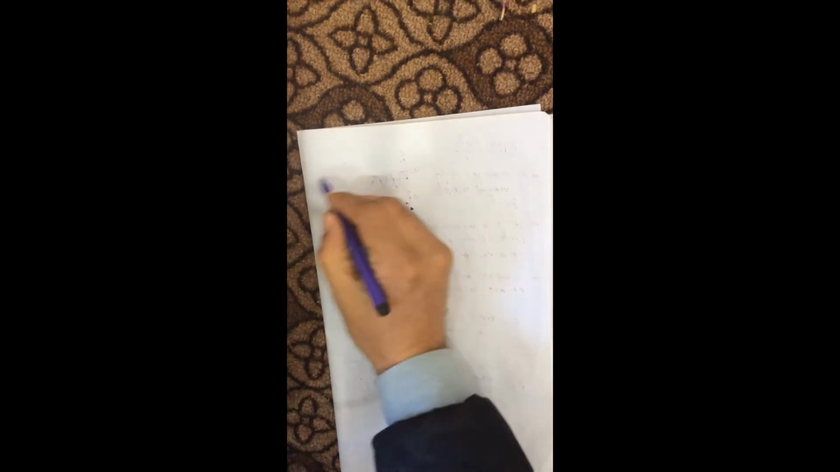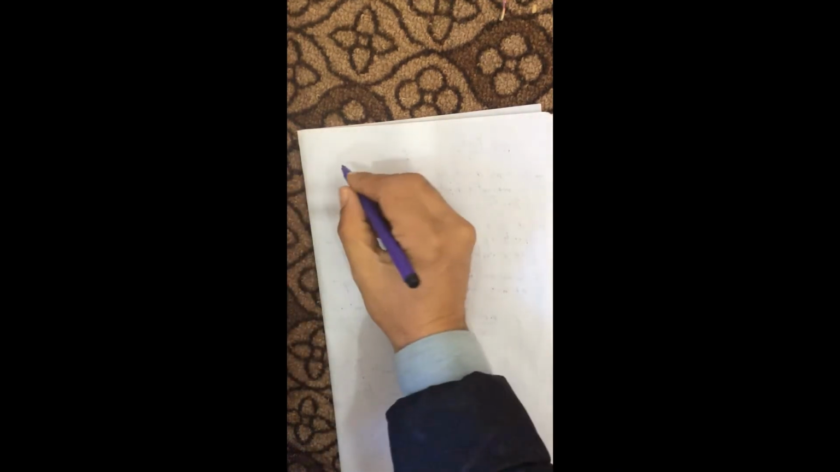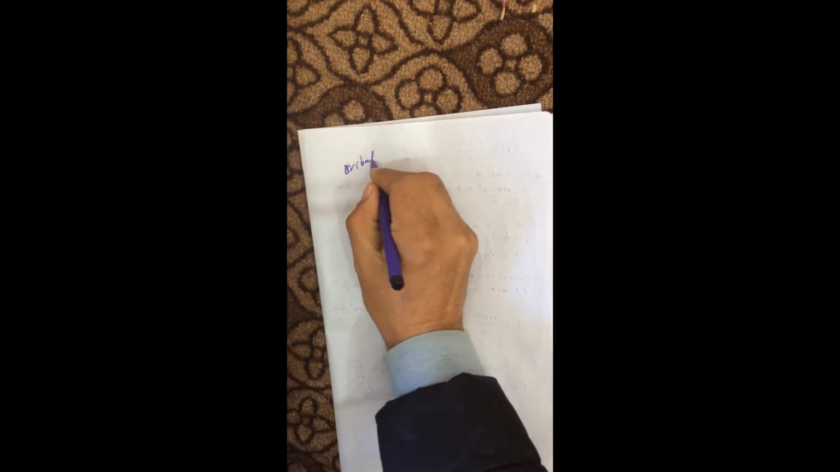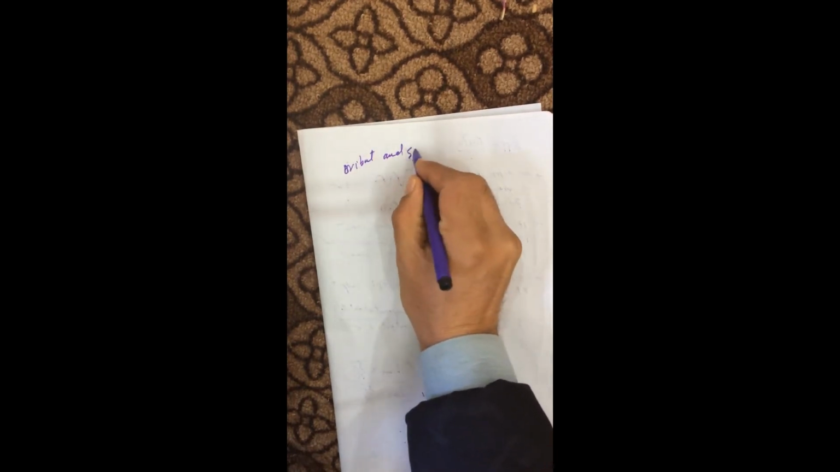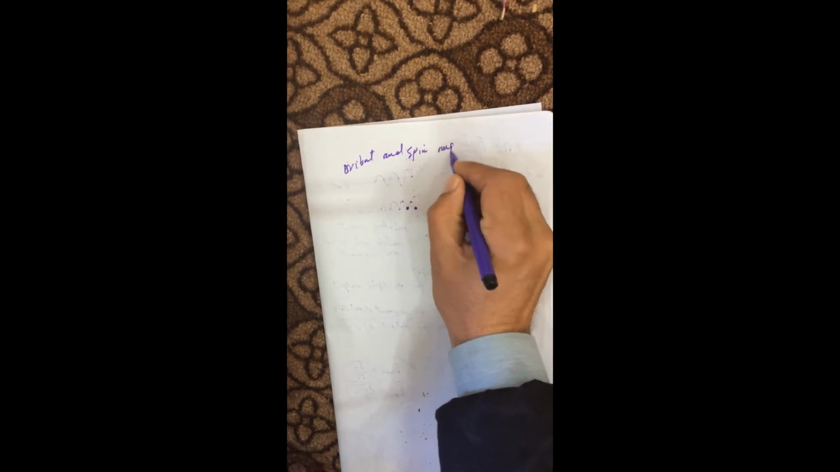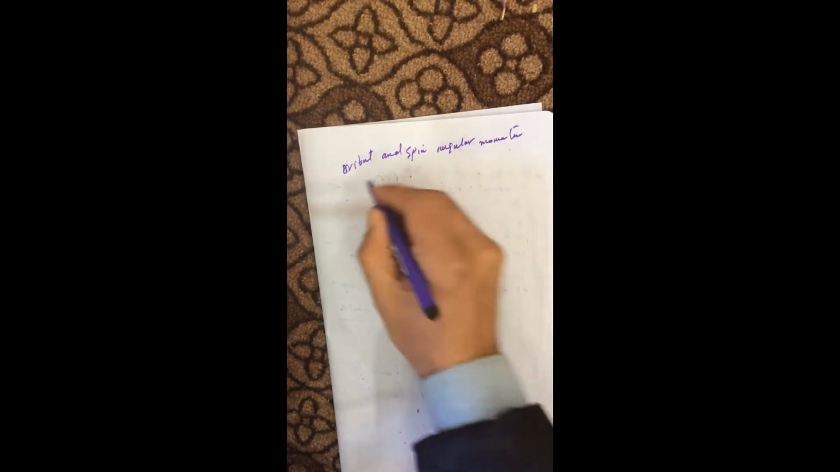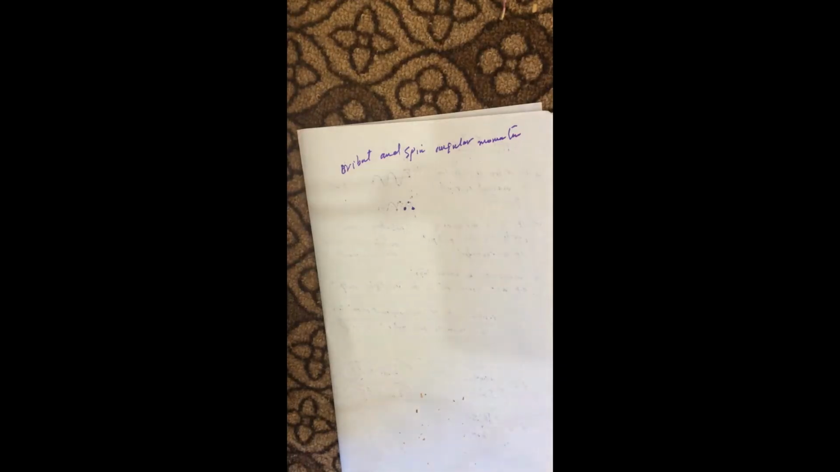Okay, guys. What I remember is we did orbital angular momentum and spin angular momentum in the class. Here I just summarize, I just discuss an overview of the orbital and angular momentum quantum number.